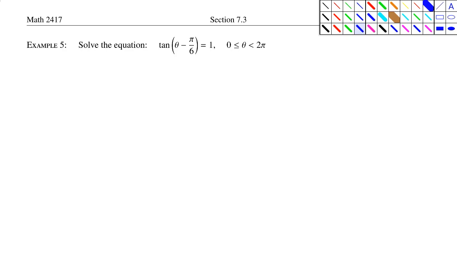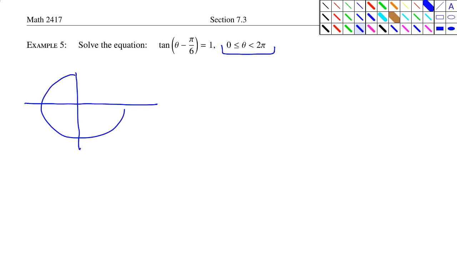Example 5. Solve the equation tangent of theta minus pi over 6 is equal to 1 for theta between 0 and 2 pi. So in this case, let's go ahead and look at the circle. This one is sort of a shift of the circle. This one we need to split up at negative pi over 6 and then make the rotation go this way and then back around to this point here, like so.